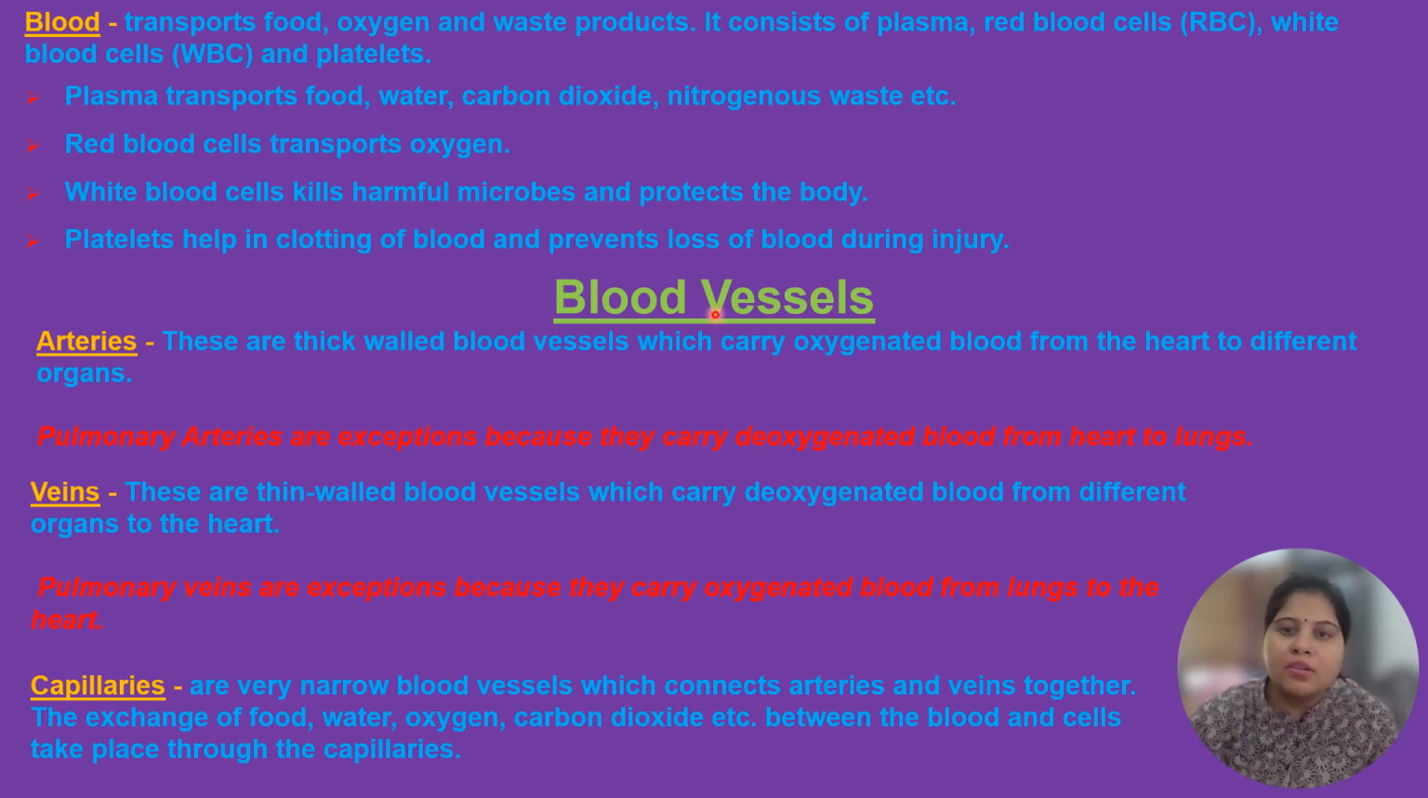Now, we will learn about the blood vessels. In our body, three types of blood vessels are there. One is arteries, another is veins, and capillaries. So what are arteries? Arteries are the thick walled blood vessels which carry oxygenated blood. Oxygenated blood means the blood which is rich in oxygen. Arteries carry oxygenated blood from the heart to the different organs.